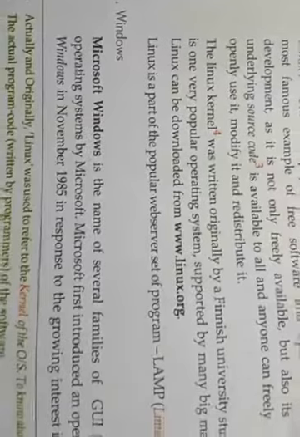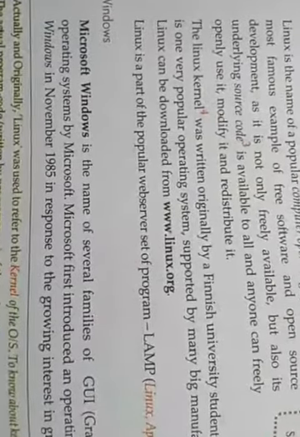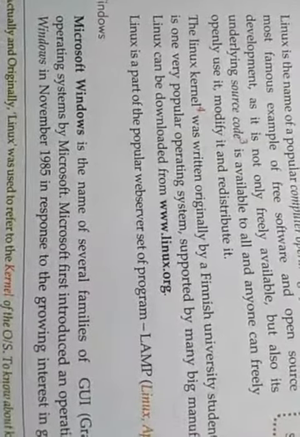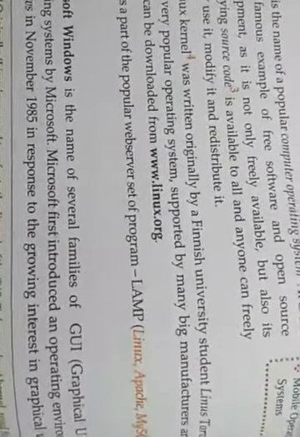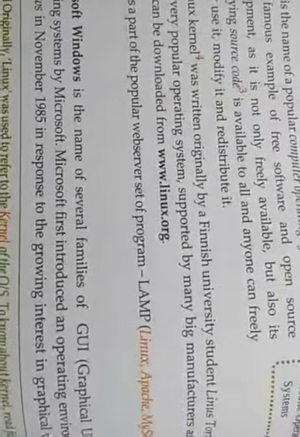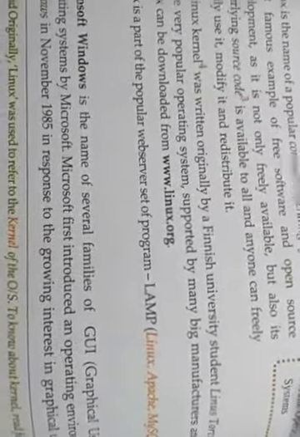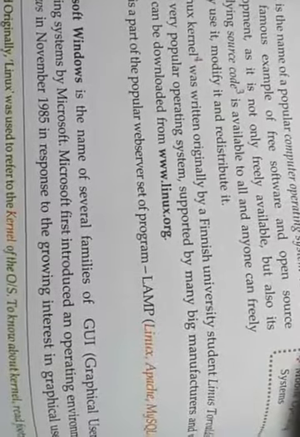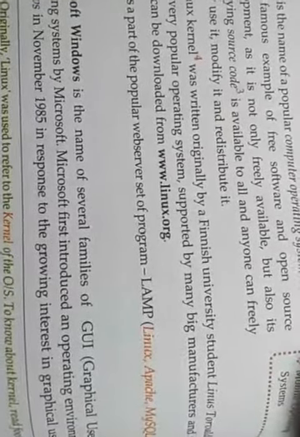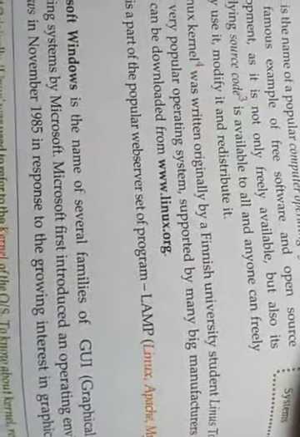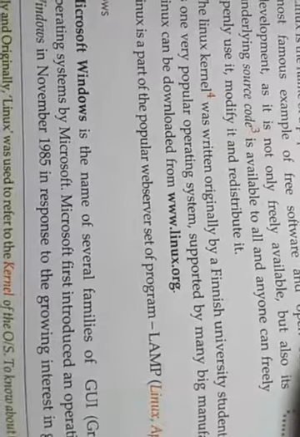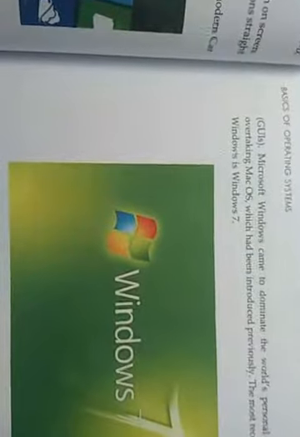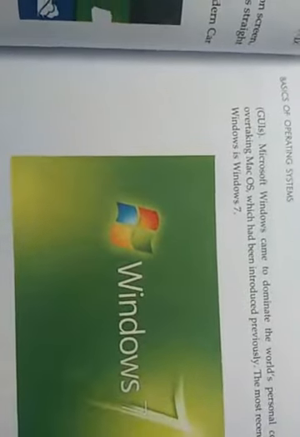So Windows is the name of several families of GUI, and the first Windows operating system came in November 1995. I am talking here only about the Windows operating system. So the first Windows operating system came in 1995, and before that there were some versions of Windows, but they were not operating systems. That is called Windows for Workgroups, and the versions of that were Windows 3.1 and Windows 3.0. And the most recent versions of Windows are Windows 7, Windows 8, and Windows 10.